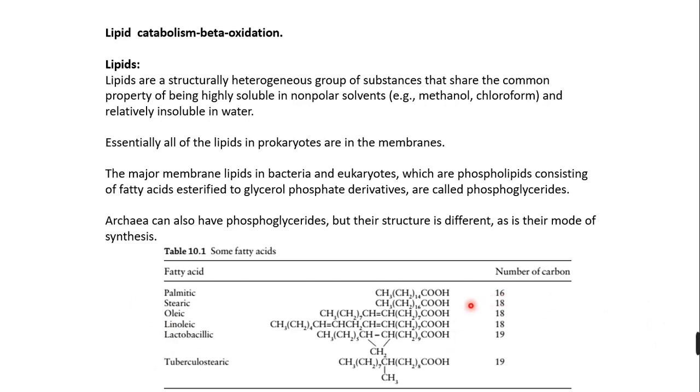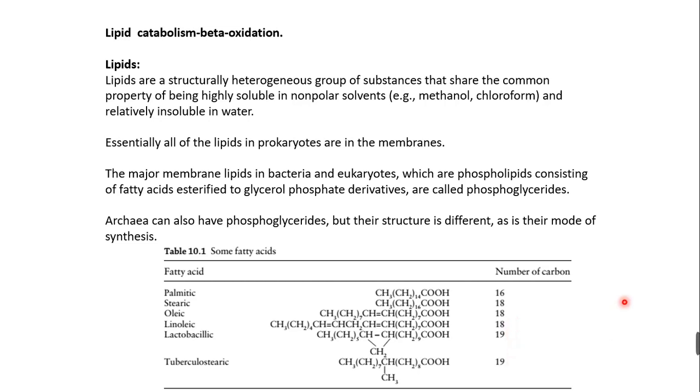Apart from fatty acids, we have glycerides, triglycerides, steroids, and phospholipids, all possible, and we can see them one by one. Palmitic acid has 16 carbons, stearic acid is 18, oleic acid is 18, linoleic acid is 18, and lactobacillic is 19, and tuberculostearic is 19.